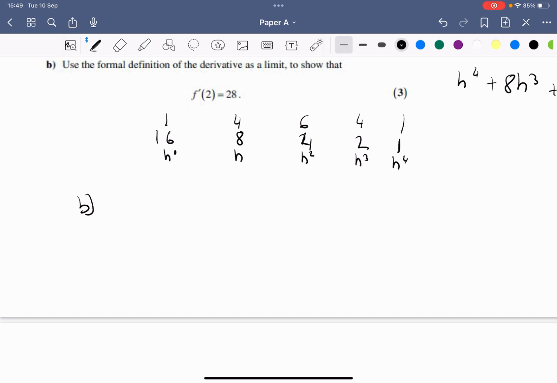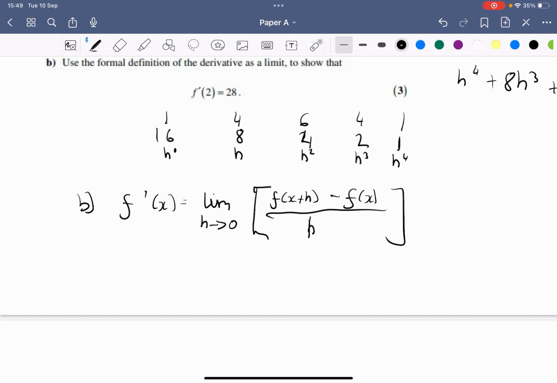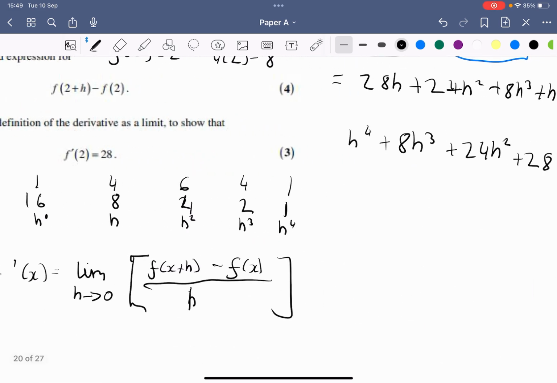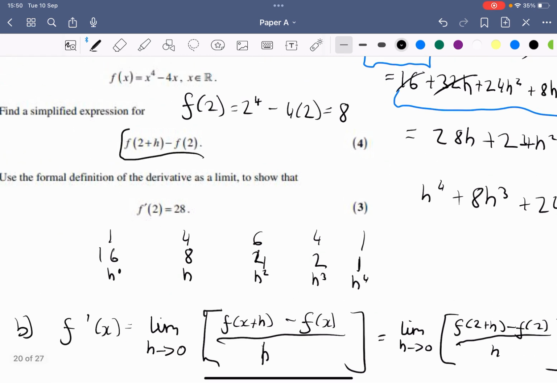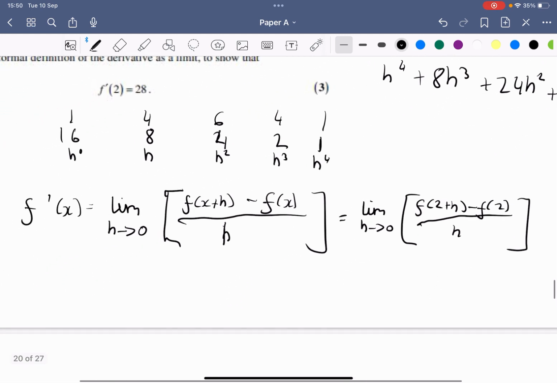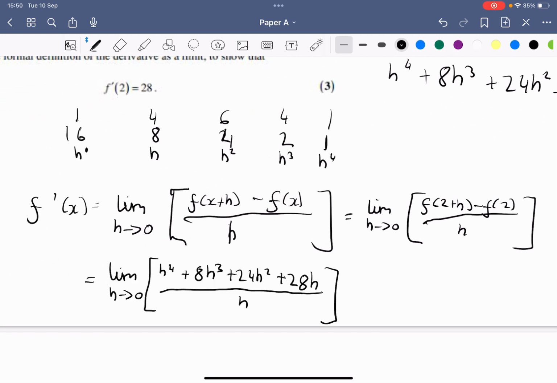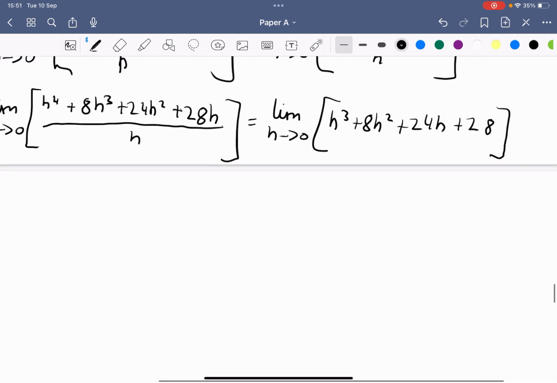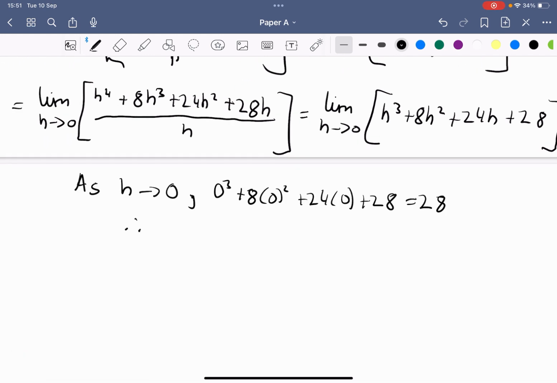and sub in when x equals 2. So if I do that, I get, and so we need to do this for when x equals 2, like they've told us. So I'm just going to sub in x equals 2. And luckily for us, in part A, we worked out this same expression. So I can just sub that in, and I get, which I can also simplify down to, alright, and as h approaches 0, we get that this whole expression is equal to, therefore, the derivative of f of x when x equals 2 is equal to 28.